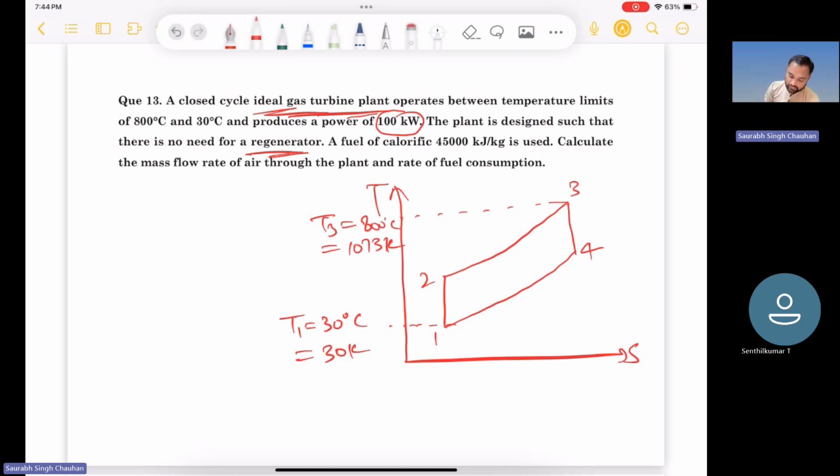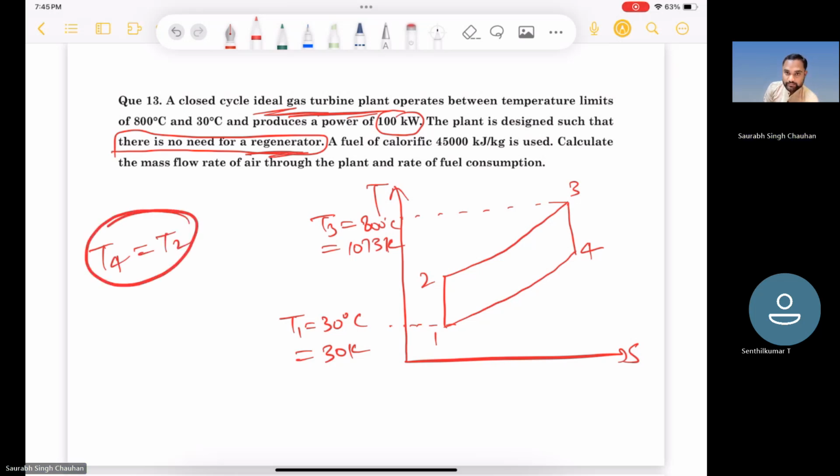We need some other value, right? It is given that there is no need for a regenerator, so this means that T4 should be equal to T2, because we are not using any regenerator. So the turbine is expanding the gas up to T2 in such a way that the exhaust gas temperature of the turbine is equal to the temperature of the gases coming out from the compressor. So it should be something like this.